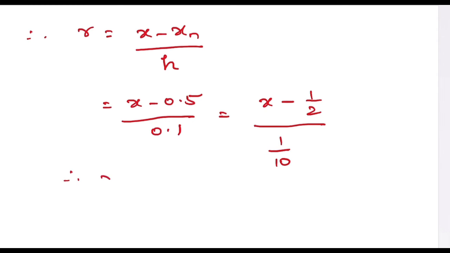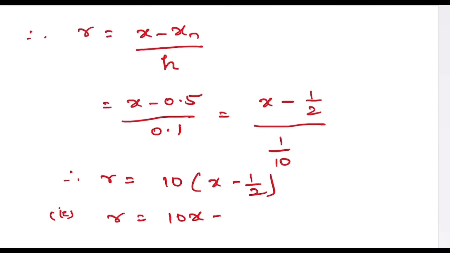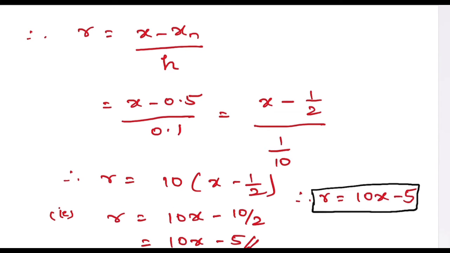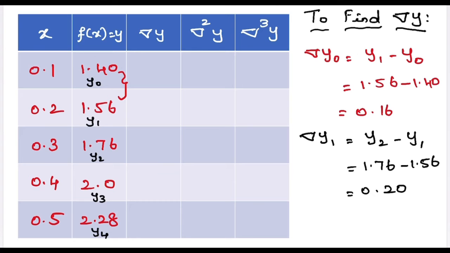So therefore our r is equal to 10 into x minus 1 by 2. This r is equal to 10x minus 10 by 2, which is equal to 10x minus 5. So therefore our r is equal to 10x minus 5. Now we construct the difference table. Write the x values and y values in their respective columns. Now we have to find out del y, del square y and del cube y.